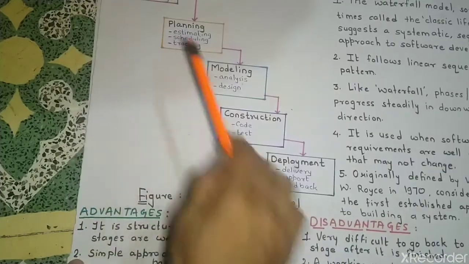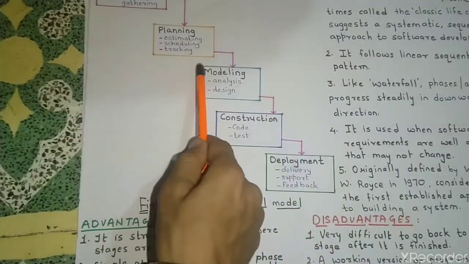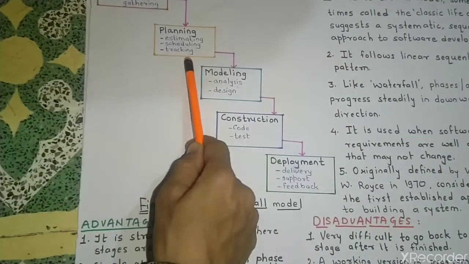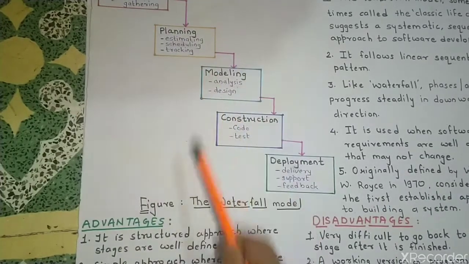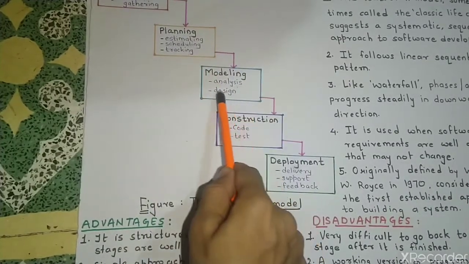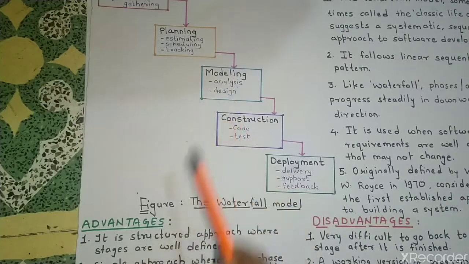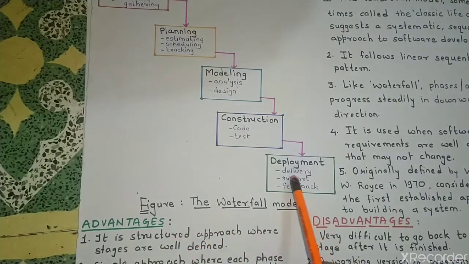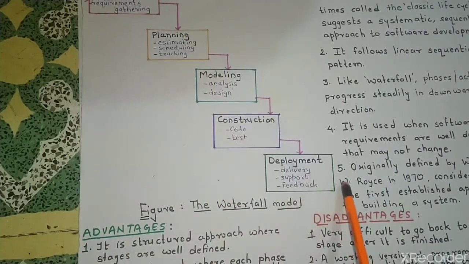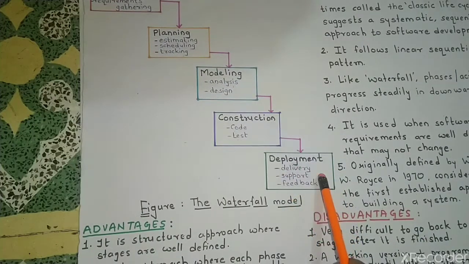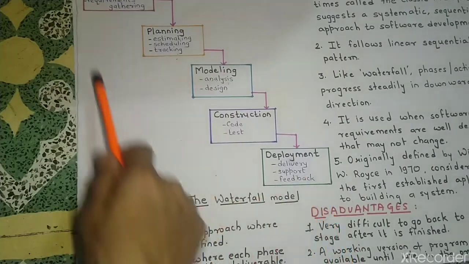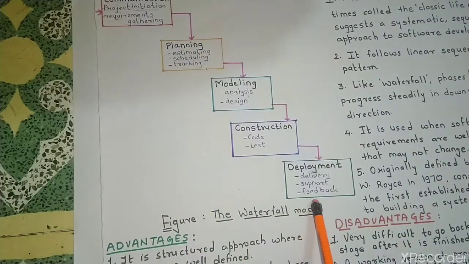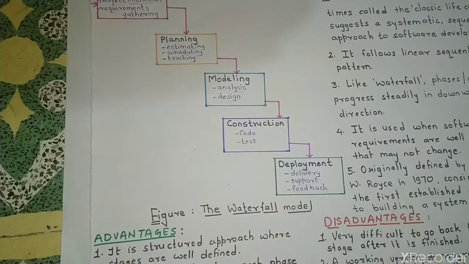After each phase we are going to get a deliverable: here we are going to get the schedule and plan. Okay, after this we are going to get the deliverable as the design document. After this phase we are going to get the deliverable as the actual working product and also the documentation to support it. So this is how each phase has a specific deliverable.